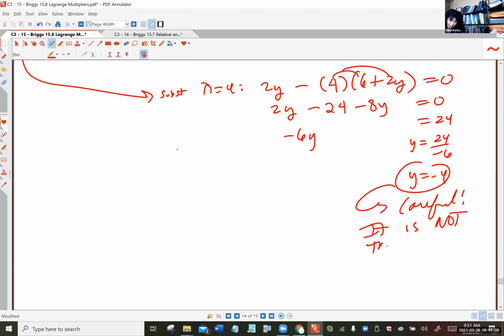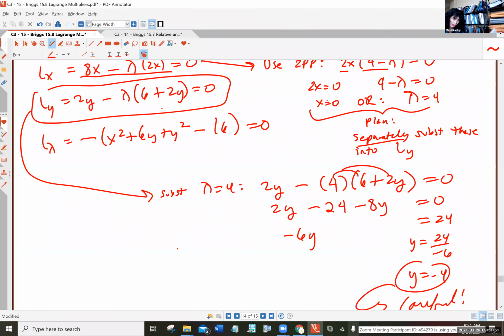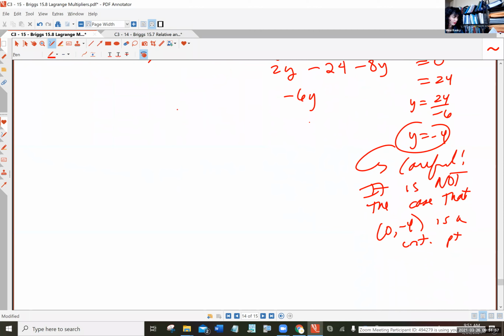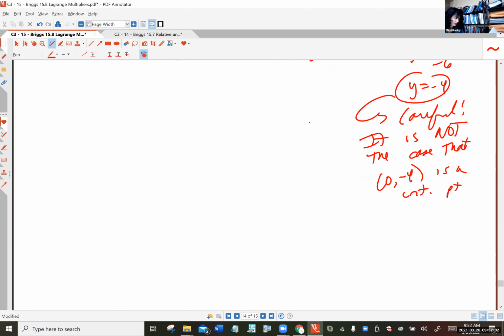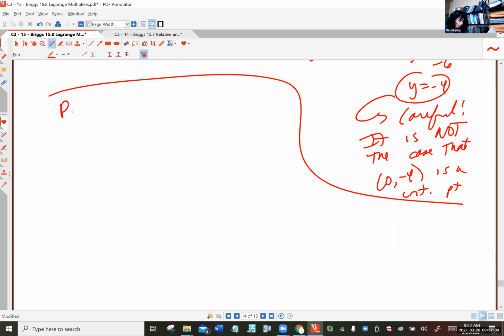It is not the case that (0, negative 4) is a critical point. Remember when we got x equals 0 up here? But let me just remind you. See where I got x equals 0? A common student mistake is to go, oh, we already got x equals 0, that means when x equals 0 and y is negative 4, that's a critical point. No. So what are the critical points? I'm getting there. Just calm down. Okay, let's plug x equals 0 into the constraint.